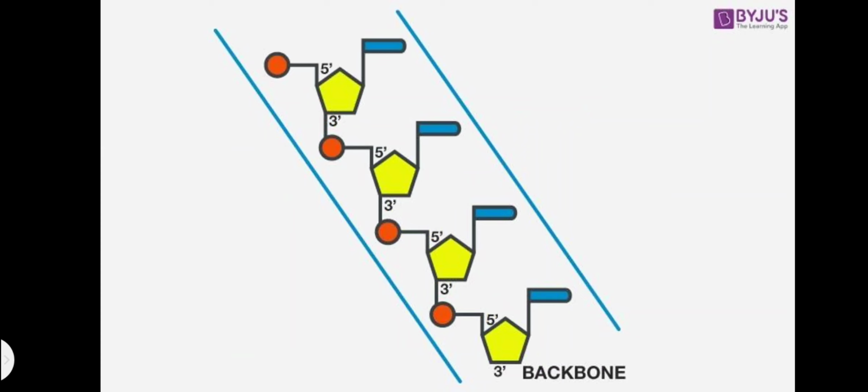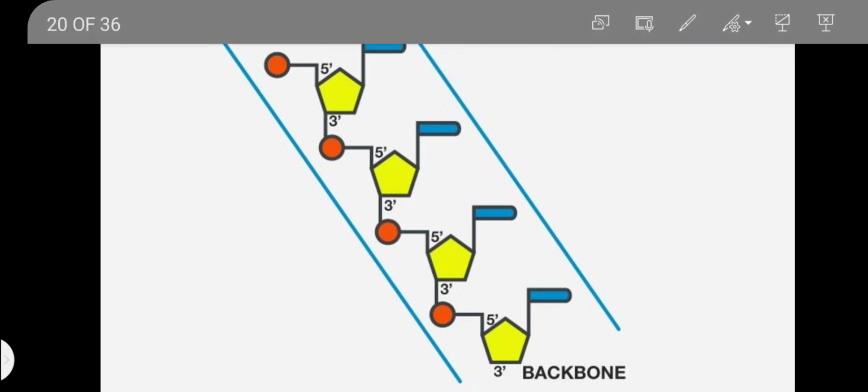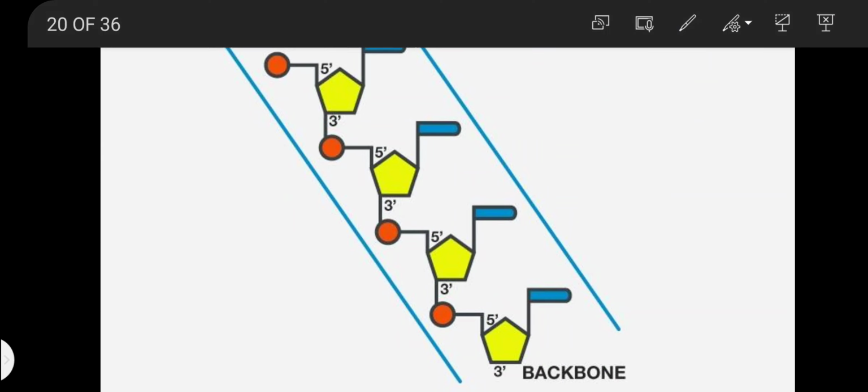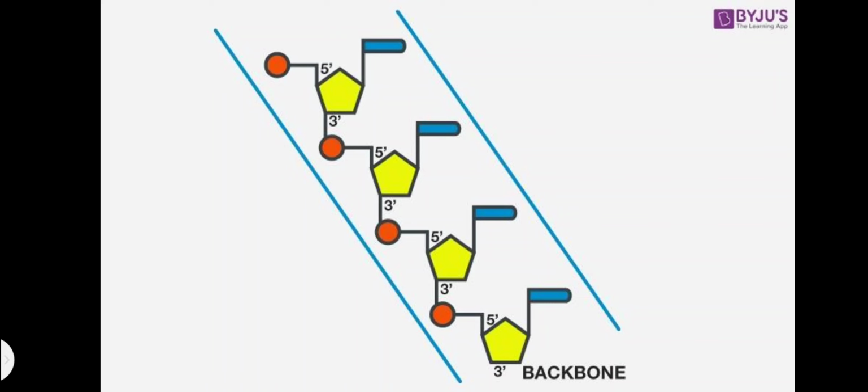And this is also a structure of DNA sequencing, which we call the backbone of DNA. It includes deoxyribose sugar, phosphate groups and nitrogenous bases.